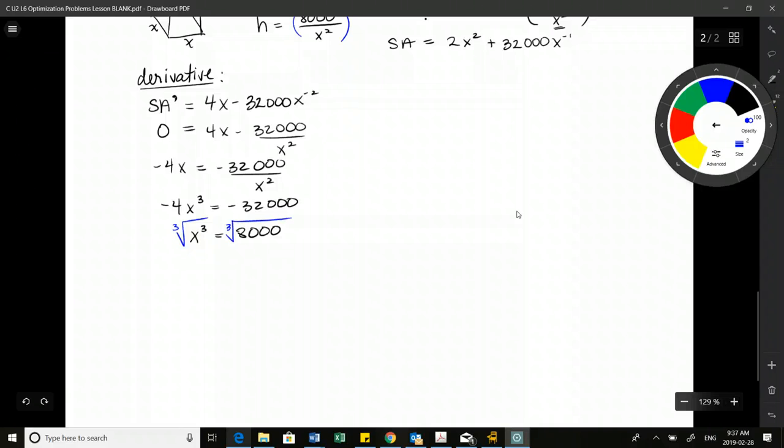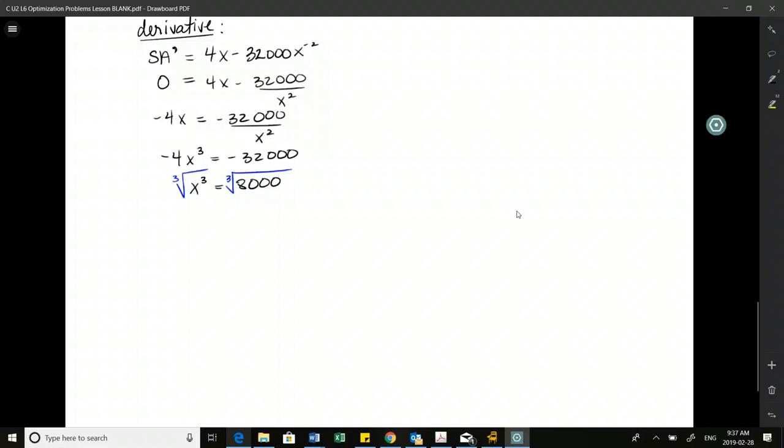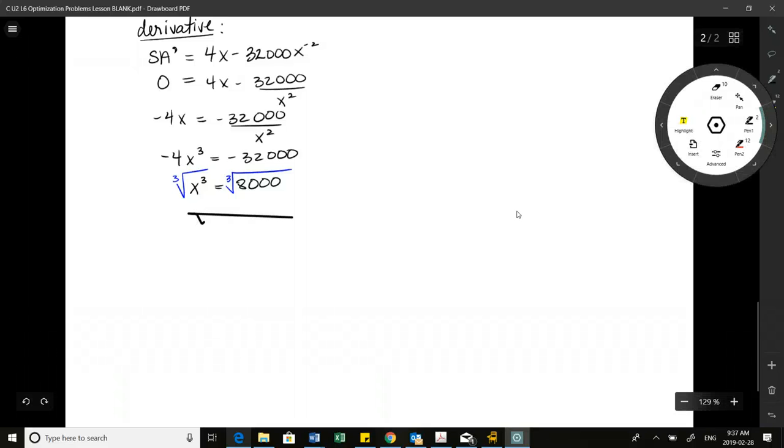Do I have to do plus minus when I cube root? Why not? Because the cube root of a negative is negative. So if I'm cube rooting a positive, it must have been a positive that we started with. Also, I'm not really interested in a negative x value here because that doesn't make sense as far as the question. X is like length. So what do we get here? 20. Yes, 20, that makes sense.